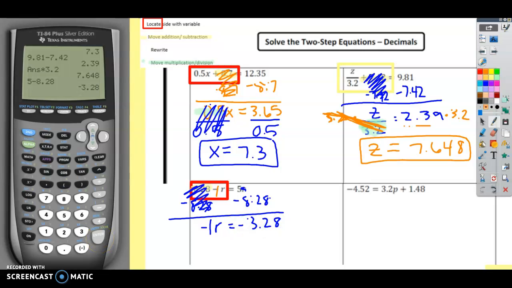My last step, again, this is multiplying. That is happening between my -1 and my r. So we're going to get rid of it by dividing. That is my opposite operation. You can throw it in your calculator here, divide by -1. Or you can notice two negatives make a positive. Any number divided by 1 is equal to itself. But either way, you get the answer of 3.28.